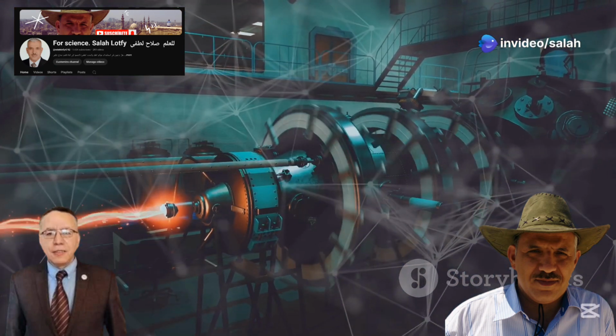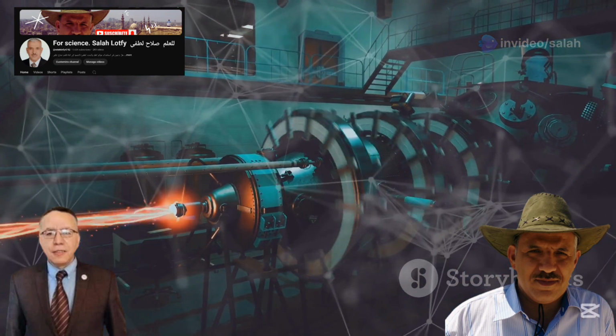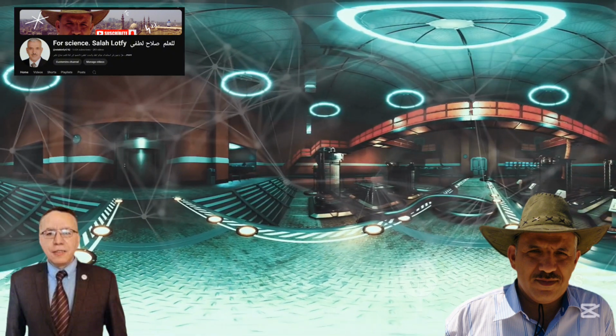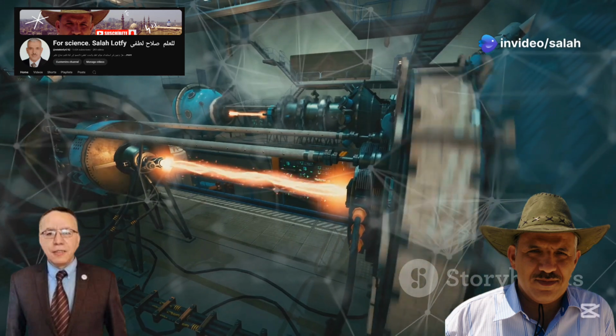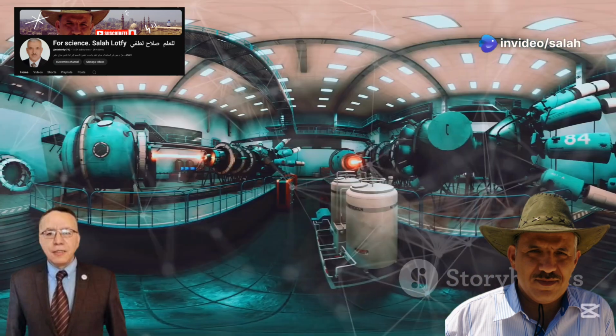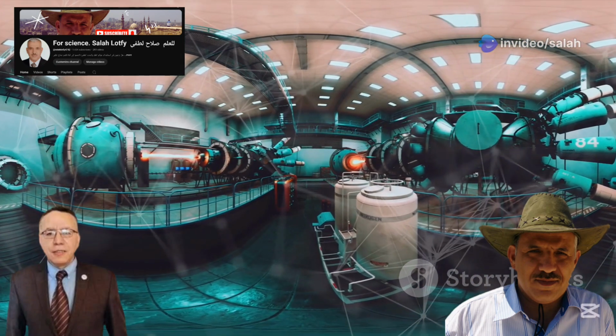In a nuclear reactor, uranium atoms are bombarded with neutrons. This causes the uranium atoms to split. The splitting releases more neutrons. These neutrons then go on to split other uranium atoms. This creates a chain reaction. This chain reaction is carefully controlled in a reactor.